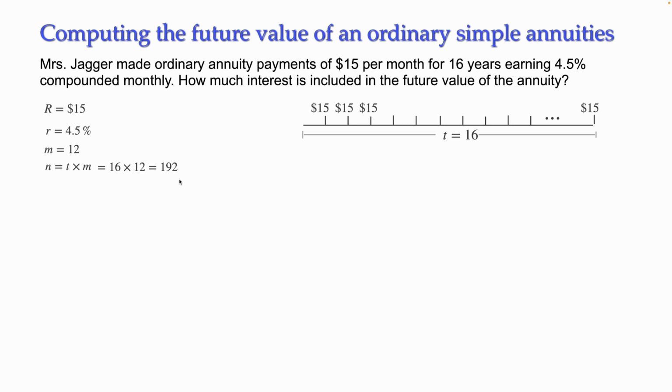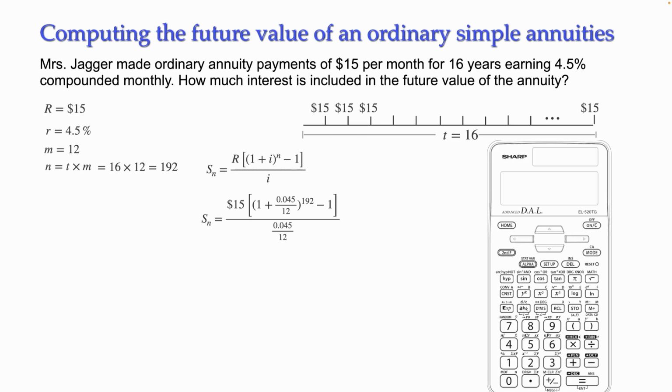This is the number that I'm going to use in the formula for the exponent of 1 plus i. So that will be N. So let's use it in the formula. This will be 192, this R will be 15, and this i will be the periodic rate of interest, which is this 4.5% divided by 12. Or better, 0.045 divided by 12. Let's make a substitution. Now that I made a substitution, use your calculator.